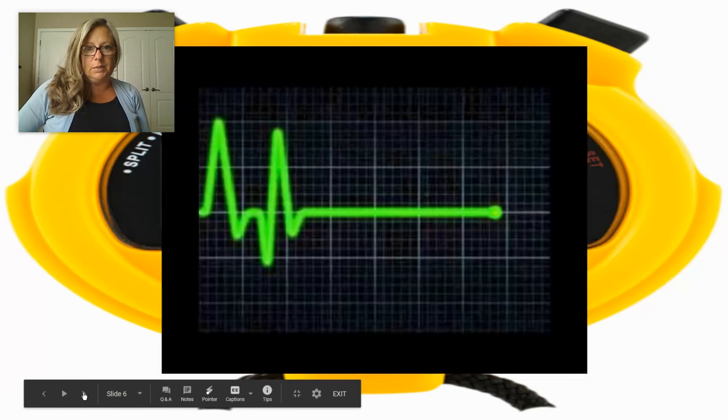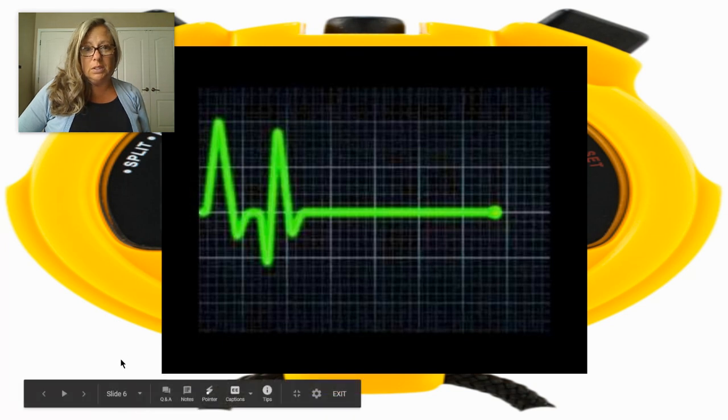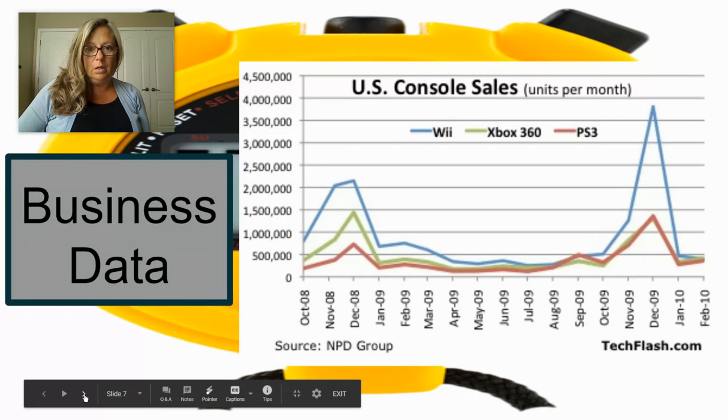All right, let's look at the next one and see what happens. Oh yeah, there's the flatliner right there. Poor dead person. They're having a perfectly healthy heartbeat, and then beep, time passes. And you can even see the grid marks, right? When we start doing our distance over time graphs, we'll use a lot of graph paper. It'll be fun. All right, look at business data.